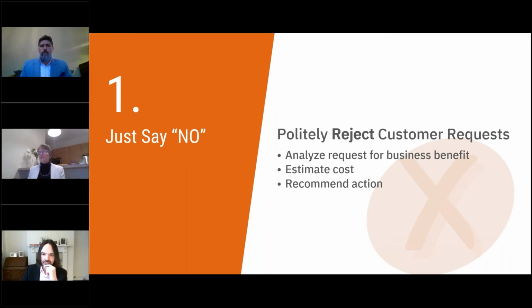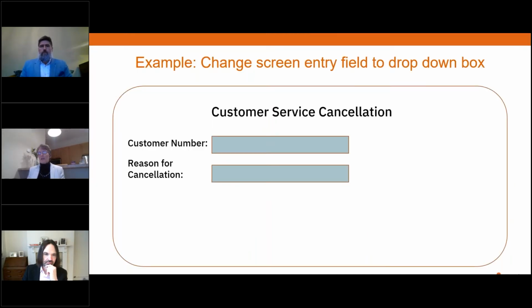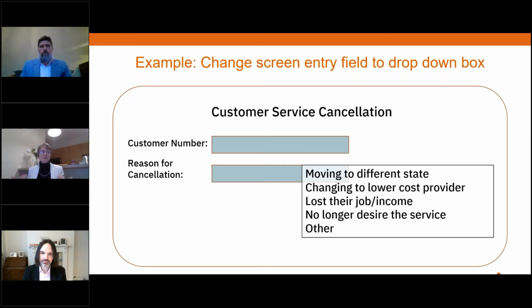And I wanted to show you a specific example, and it's kind of funny because I actually ran into this very similar example in a couple different companies. What seems like a really simple change: a user asked to change a screen entry field to a drop-down box. In this particular scenario, when customers call into their company to cancel their service, they capture a reason for the cancellation. And somebody had the idea, well, wouldn't it be great, instead of having our customer service people type a free-form text reason in here, that we add a drop-down box and we give them some options. Most of the time, maybe people are leaving because they're moving to a different state, we don't provide service there, or they're changing to a lower cost provider, or they lost their job.